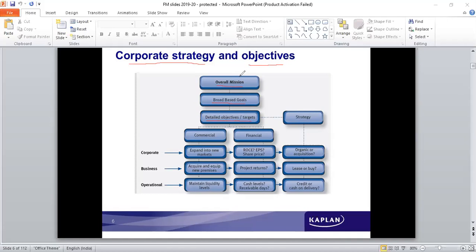So to achieve these goals and objectives or the targets, various courses of action or various plans are needed. That is for an organization. So for an organization, the goals and objectives are again classified as commercial and financial. We are going to look at only the financial part of it. So the commercial and the financial.